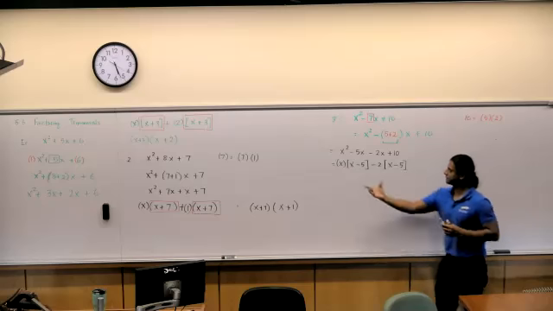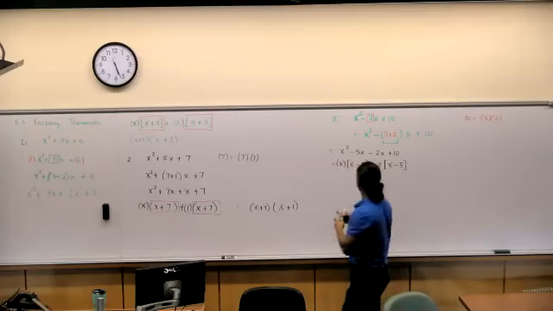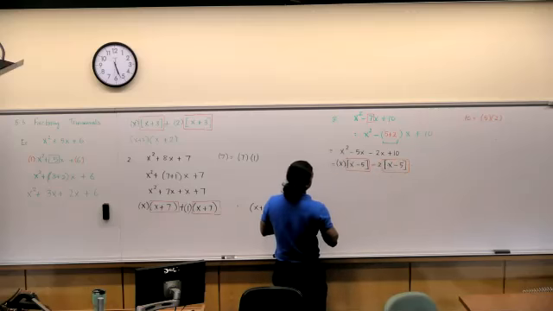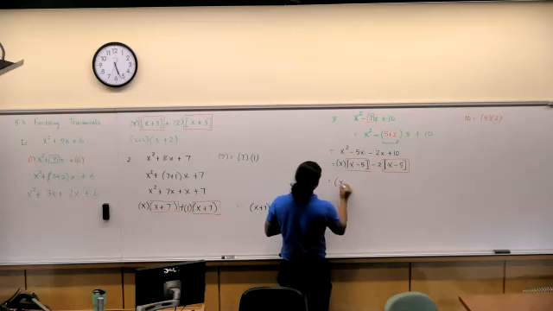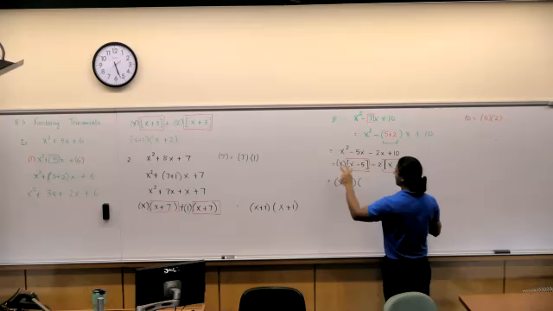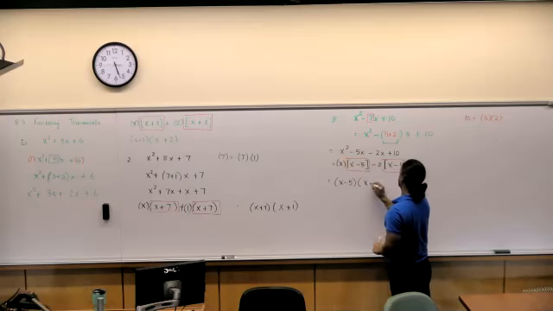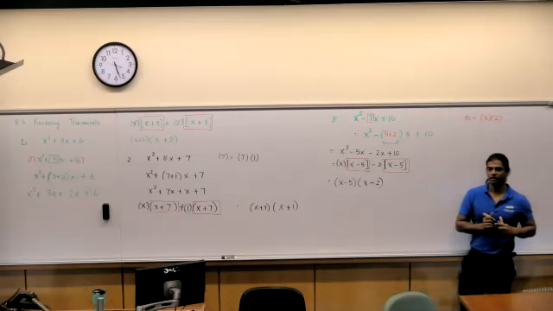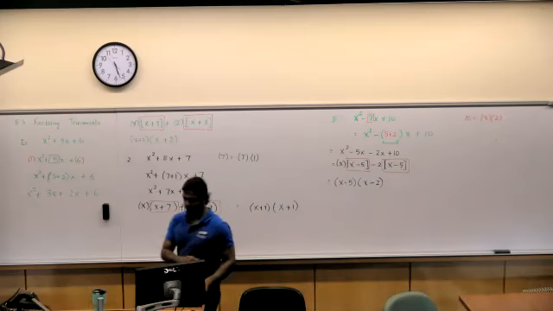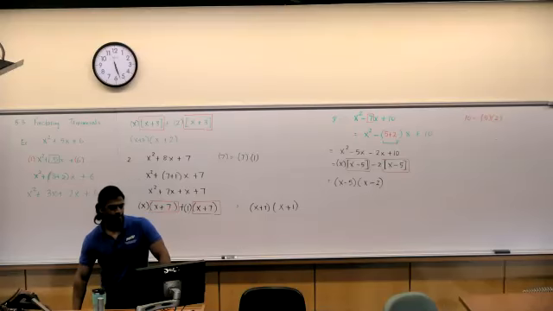What is in common between this term and that term? X minus 5. So if I pull x minus 5 out of the first term, I will have x. X minus 5 out of the second term, I will have 2. So we have x minus 5 times x minus 2. When you distribute, you should get the answer x squared minus 7x plus 10.